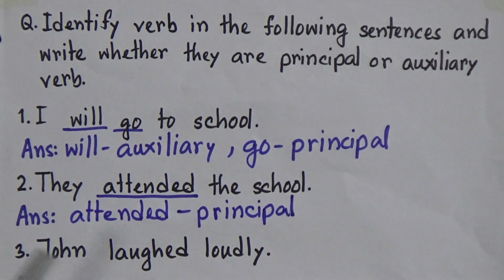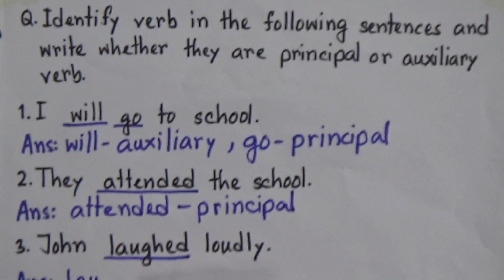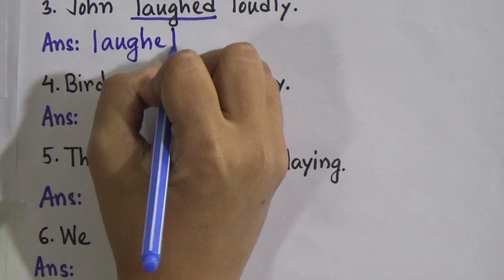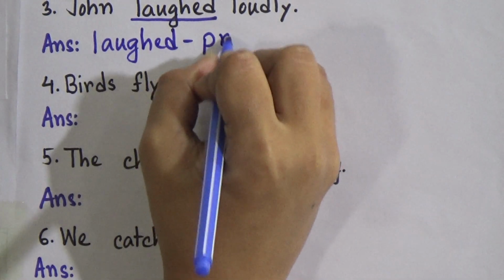Now we will go to number 3. John laughed loudly, and there is also one verb, laughed, and laugh is the past form of the verb laugh. So it is principal verb.